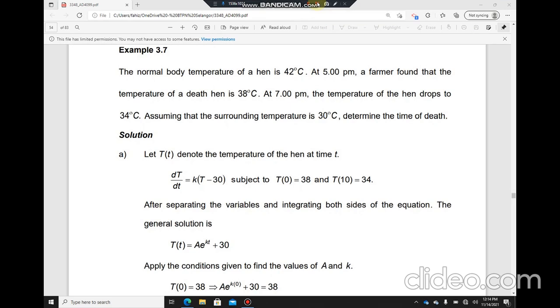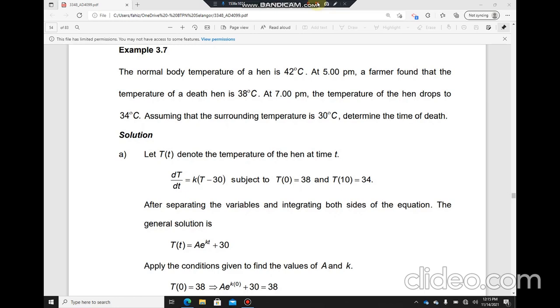Okay, next for example 3.7. The normal body temperature of a hen is 40 degrees Celsius. At 5 p.m., a farmer found that the temperature of a dead hen is 38 degrees Celsius. At 7 p.m., the temperature of the hen drops to 34 degrees Celsius. Assuming that the surrounding temperature is 30 degrees Celsius, determine the time of death. Okay, so kat sini dia berkenaan dengan suhu selepas dan sebelum ayam tu mati.